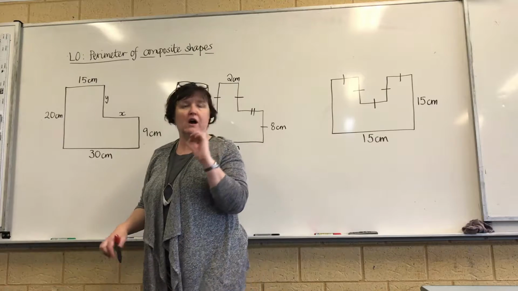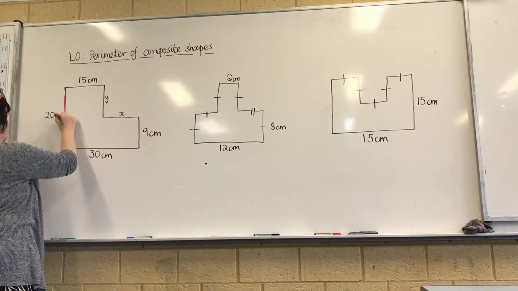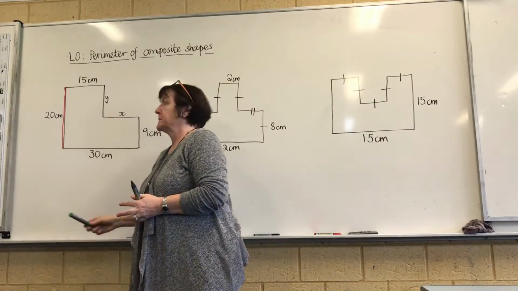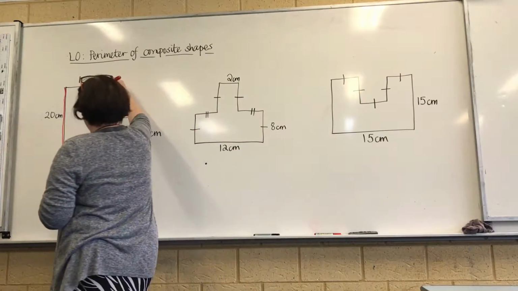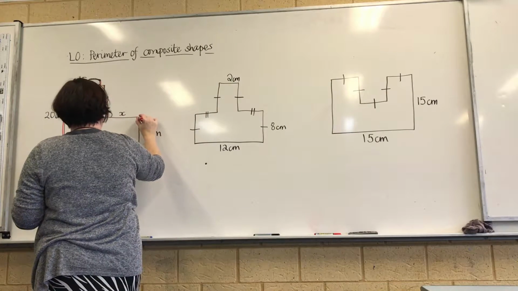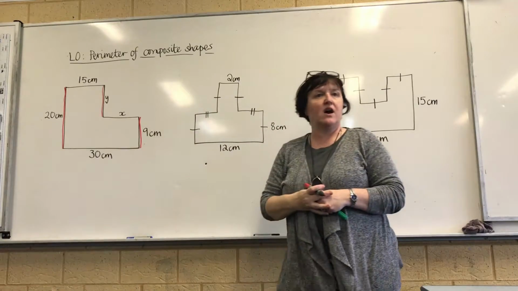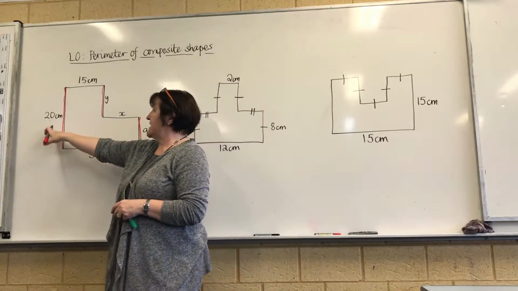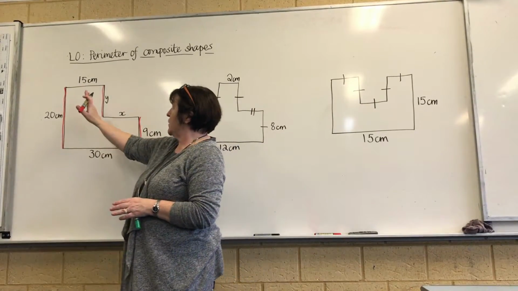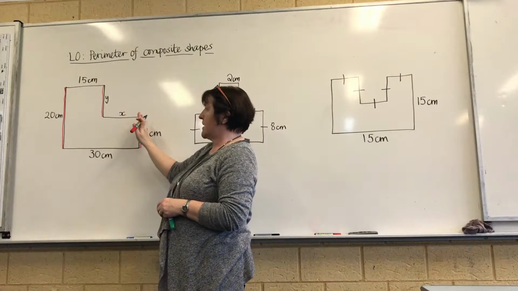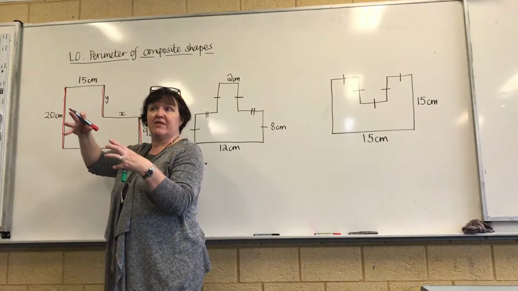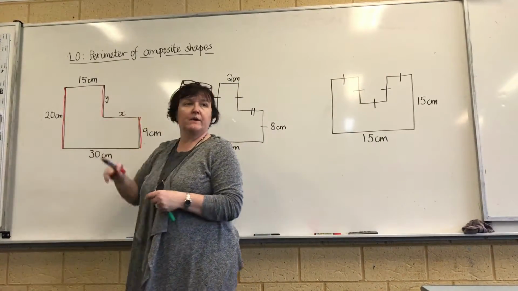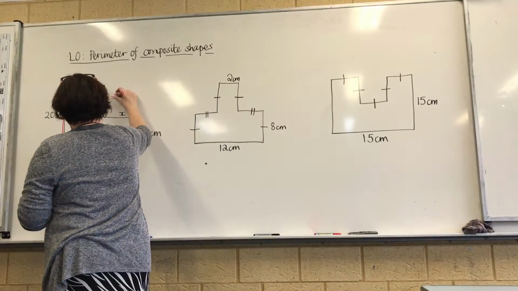Now, what I'd like you to do with your highlighter pen is highlight this dimension here, okay? Obviously, I can't highlight on the board, so I've done a red line. And then I want you to highlight the dimension that I've labelled Y and this dimension here, the one that's 9. So highlight those in one colour. Now, if you look at this dimension here that's 20 centimetres, and then if you look over here, would you agree that that dimension and that dimension added together are the same as that one, aren't they? So, if that's 20 and that one's 9, what's Y going to be? 11. So that one's going to be 11 centimetres.